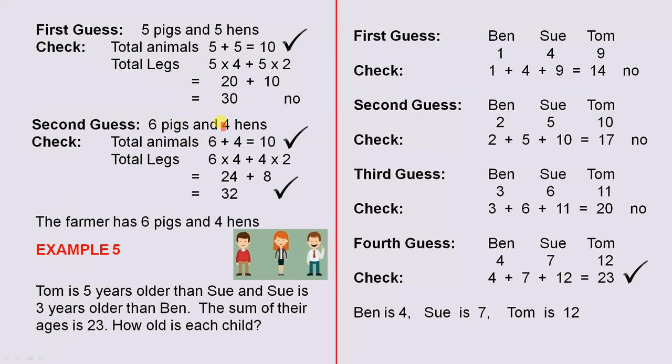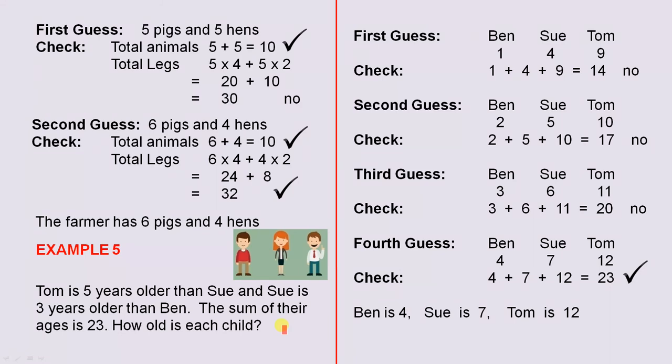Let's try 6 pigs and 4 hens. So 6 plus 4 is 10, that part's correct. For the legs, 6 fours are 24, so there are 24 legs for the pigs. For the hens, 4 twos are 8. 8 legs for the hens. 24 plus 8 is 32. That is correct. So the farmer has 6 pigs and 4 hens.